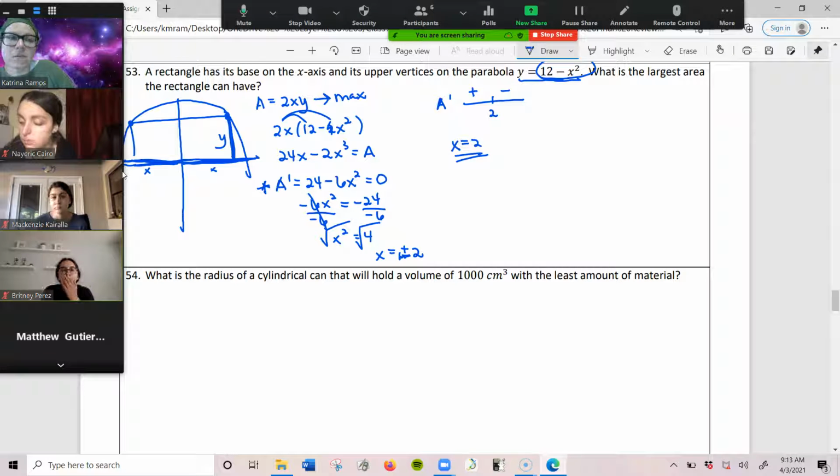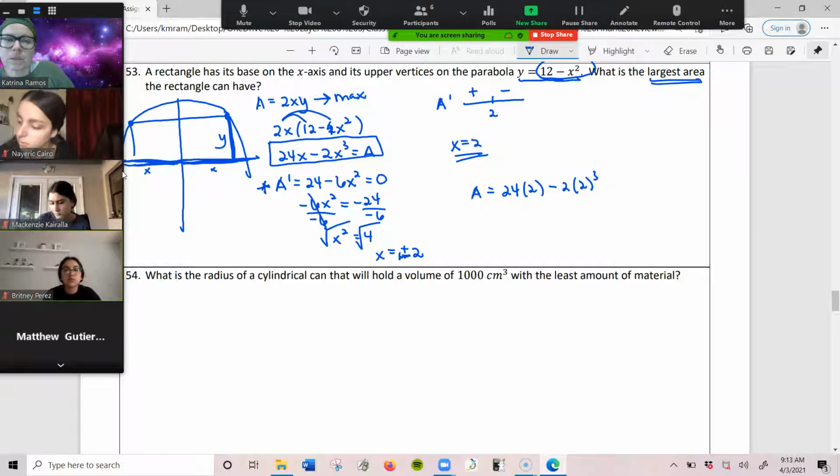But the question is asking for what is the largest area. So we have x. Now we had the equation for area, which is here. So we just plug it in. So A is equal to 24 times 2 minus 2 times 2 to the third. 24 times 2 is 48, minus 2 to the third is 8, times 2 is 16. And 48 minus 16 is 32. So this would be our maximum area.